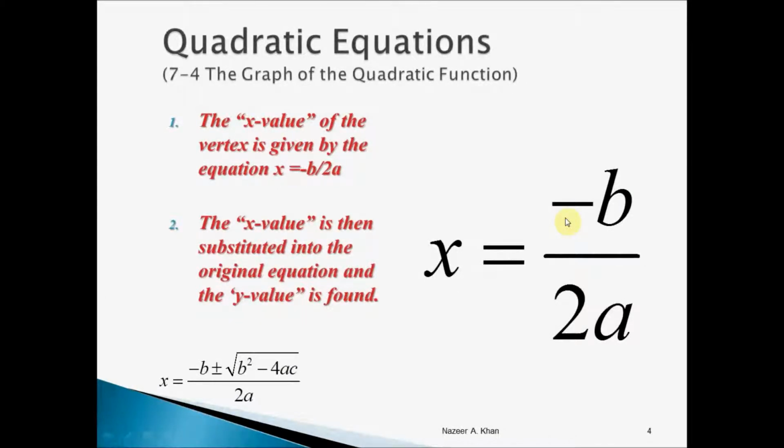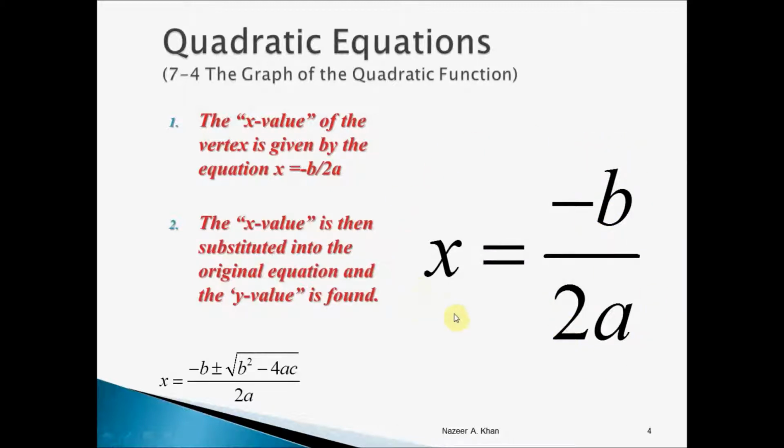When we look at getting the x value for the coordinate of the vertex, it's given by this formula here. There's an x and y value in a coordinate set. This is just the x1 for that. It's minus b over 2a.